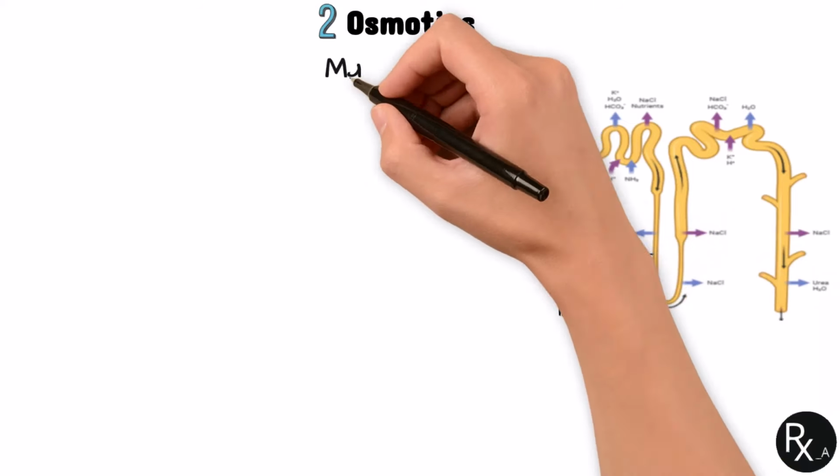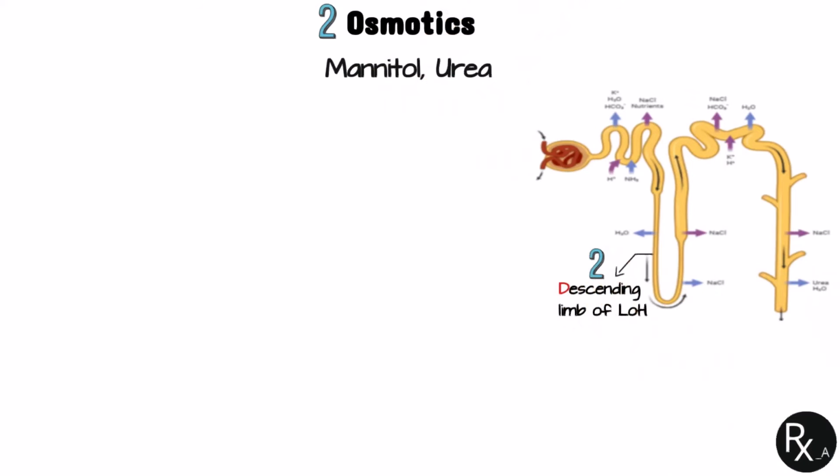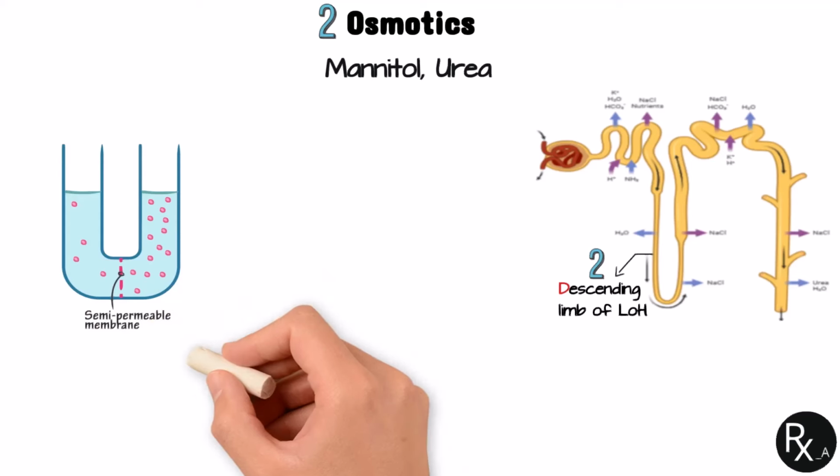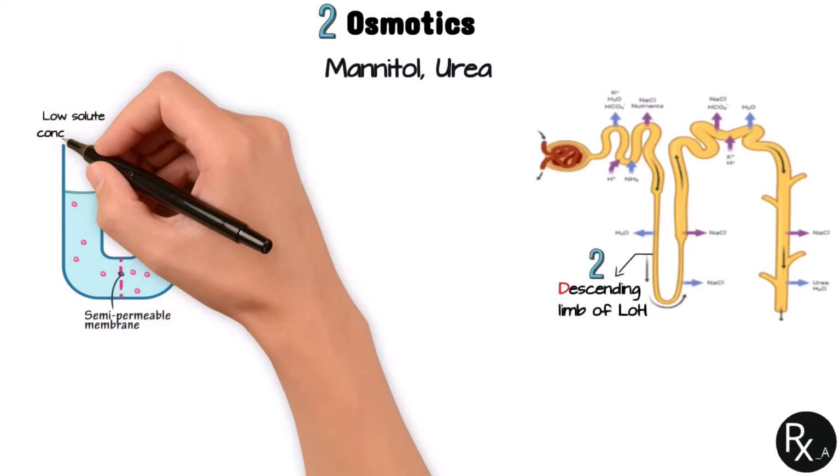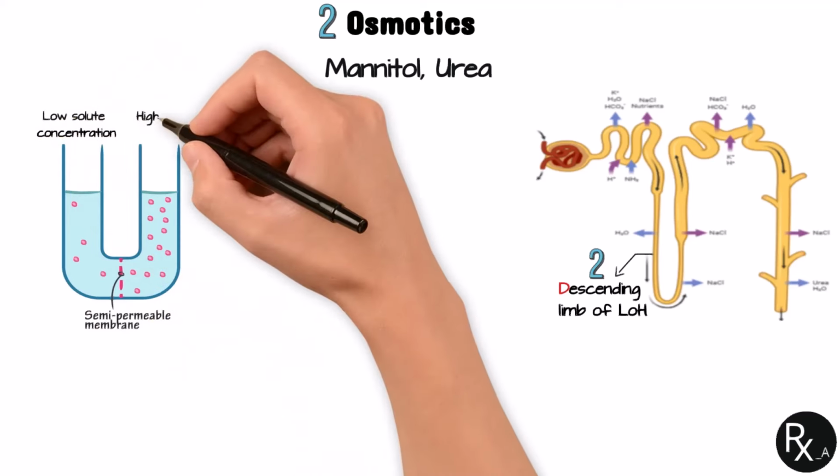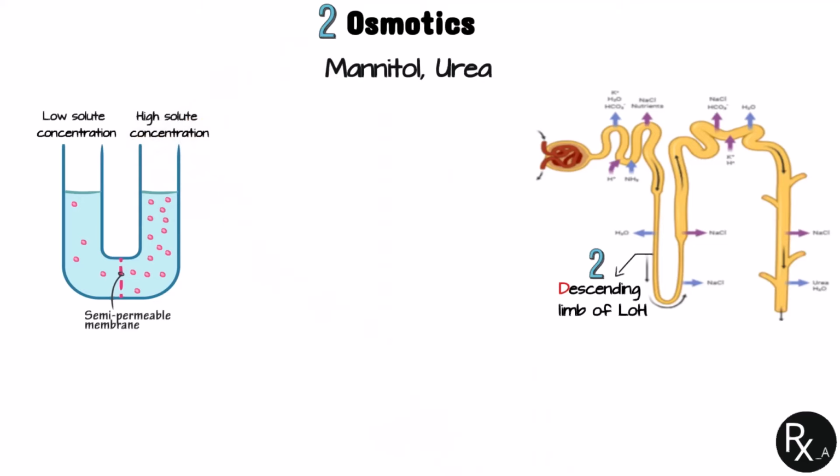These diuretics work by directly interfering with osmosis. Mannitol and urea are two examples of osmotic diuretics. As you may remember from your basic biology class, water has a tendency to move across membranes from lower osmolarity, or the dilute side, to a higher osmolarity, or the concentrated side.